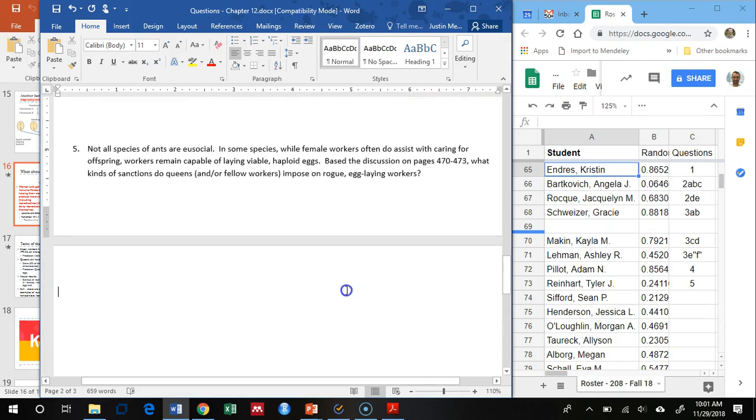All right, last question. This one's just kind of fun. Not all ants are eusocial. In some species, female workers often do assist with carrying of offspring, but the workers remain capable of laying viable haploid eggs. They're haploid because they probably haven't mated. Based on discussions on pages 470 to 473, what kinds of sanctions do queens or fellow workers impose on rogue egg-laying workers? Tyler, I'll give that one to you.